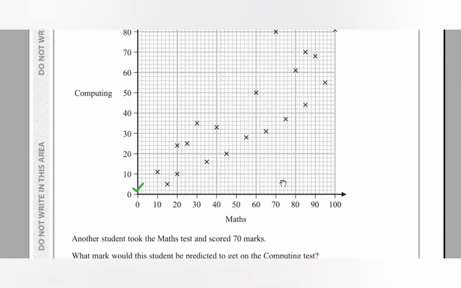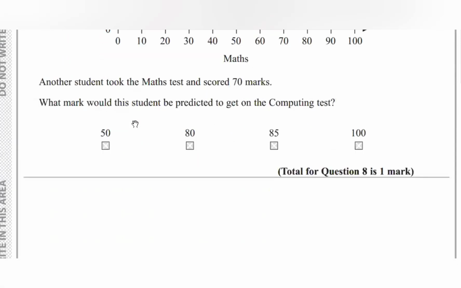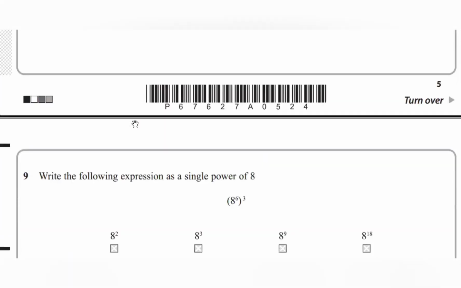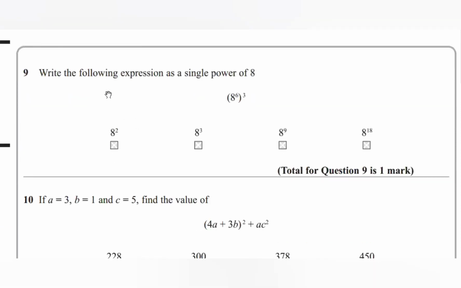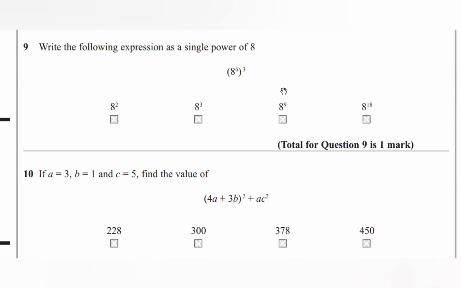Now let's move on to the next question. Here, let's zoom in a little bit. Okay, question 9. Write the following expression as a single power of 8. It means 8 with a power on top of it, like this. This is the meaning of a single power of 8.